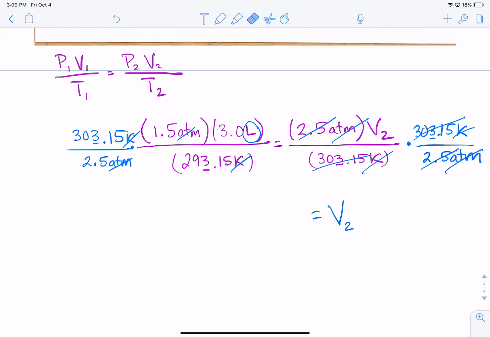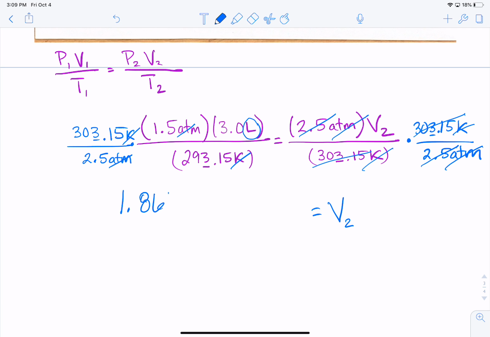Brian, what'd you get? Do the math. What'd you get? 1.861. My question is, cancel K. Because there's a K right here and a K right here, one in the numerator, one in the denominator. One ATM in the numerator, one in the denominator. So they cancel. Does that make sense, how one's in the top and one's in the bottom? 1.861. Okay.